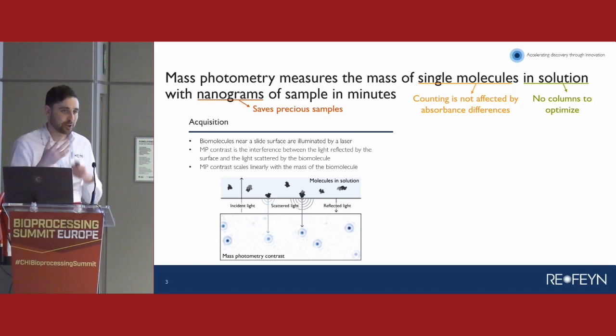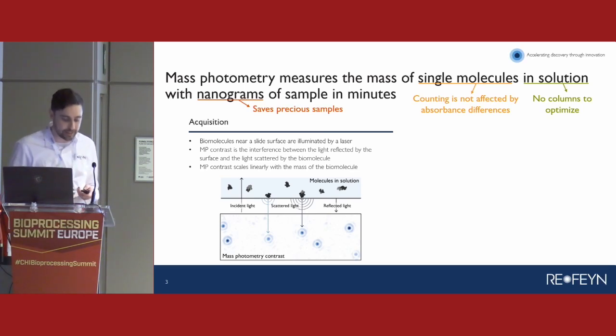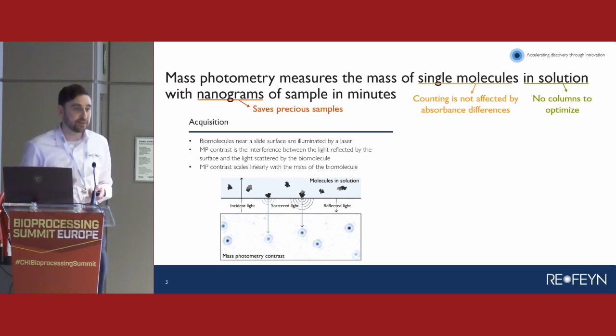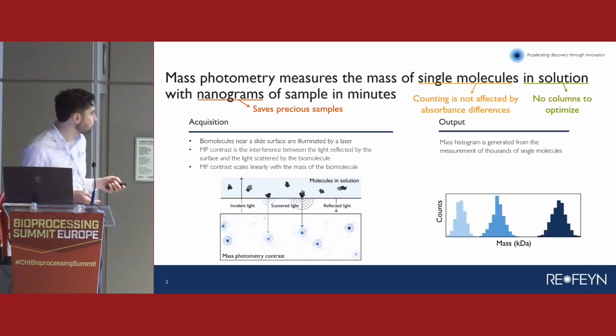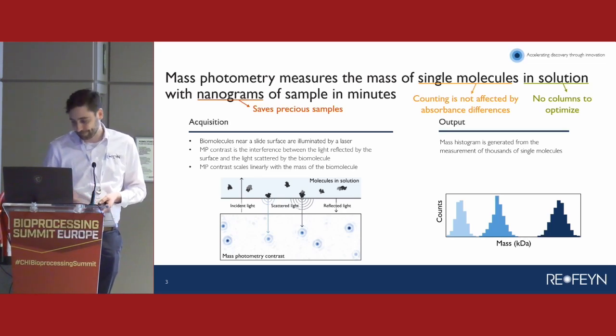And then the contrast of this molecule against the background, so how dark it is against the background, very linearly correlates with the mass of that molecule. So using a simple calibration of a molecule of known mass, we get this beautiful intuitive output, which gives you counts on one axis and mass on the x-axis. So it's very, very easy to understand and interpret the data.